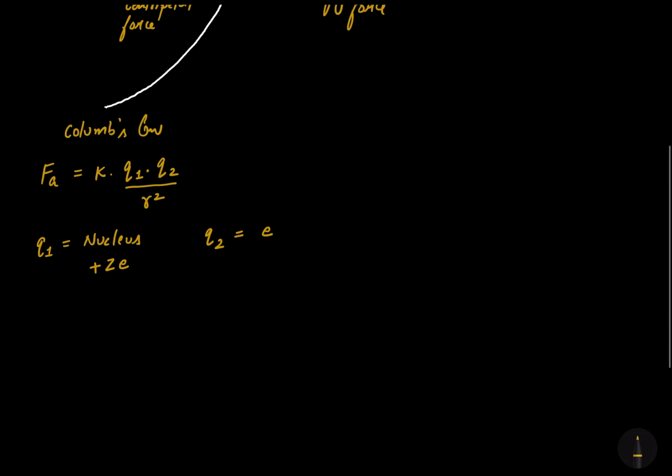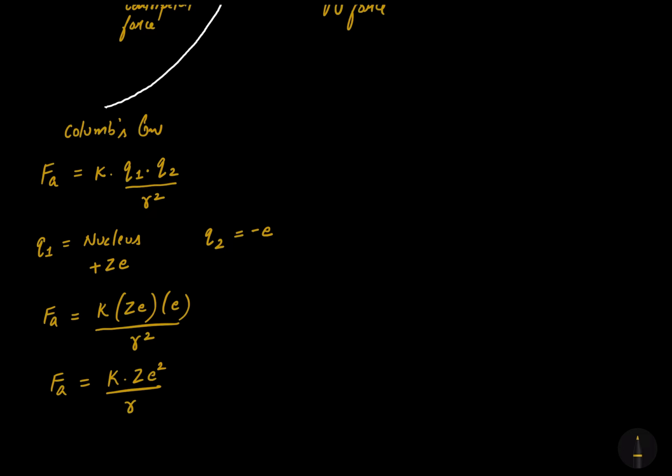Now I will put the values of Q1 and Q2 in the formula. Fa comes out to be k. What's my Q1? It's Ze. What's my Q2? It's e. You can write negative over here. Now divided by small r square, the force of attraction comes out to be k Z e square divided by small r square.